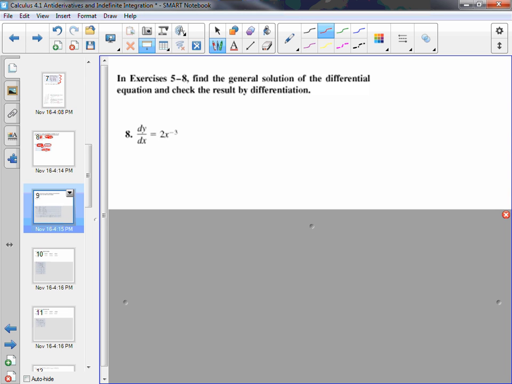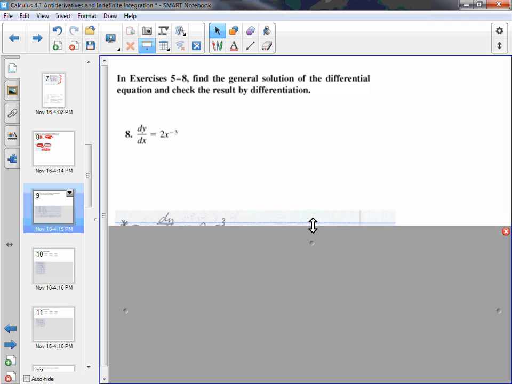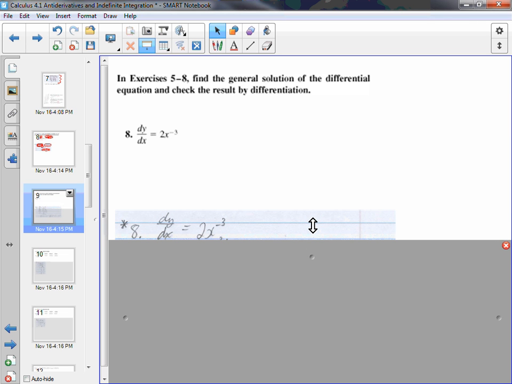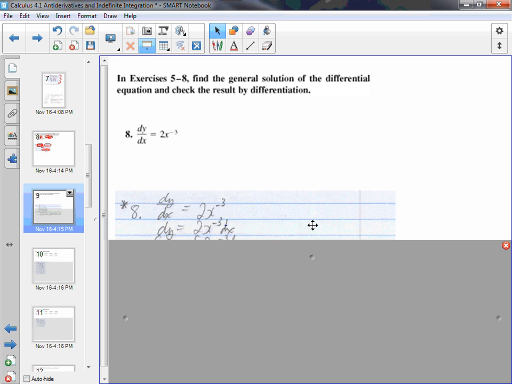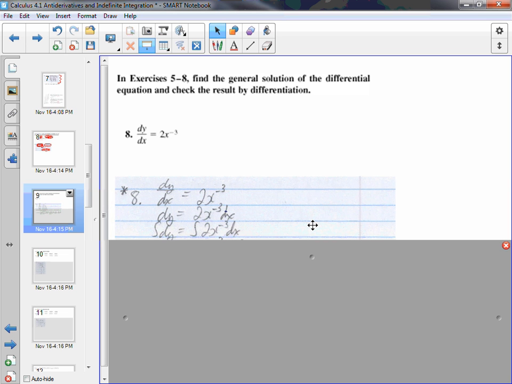All right, so dy dx equals 2x to the negative 3. Multiply both sides by dx to get dy equals 2x to the negative 3 dx. Integrate both sides. Don't actually do any work. Just put an integral sign in front of them both. You can do that on the same line of paper if you want to.